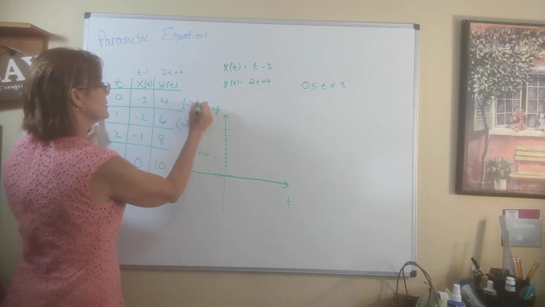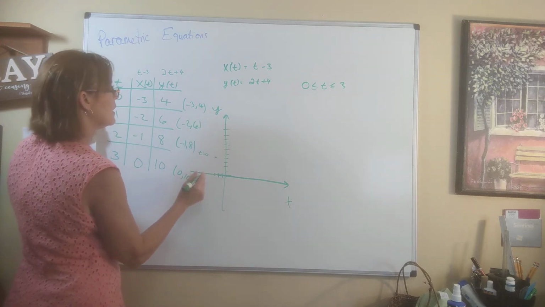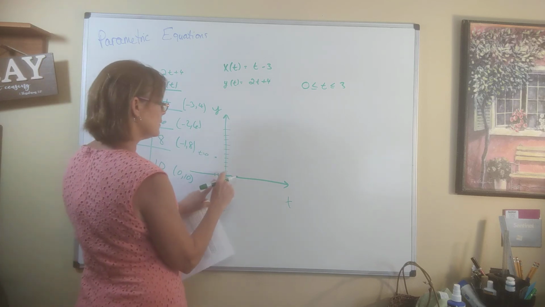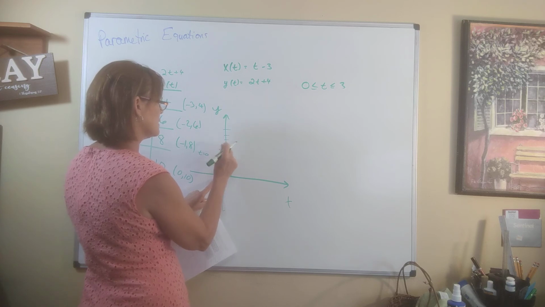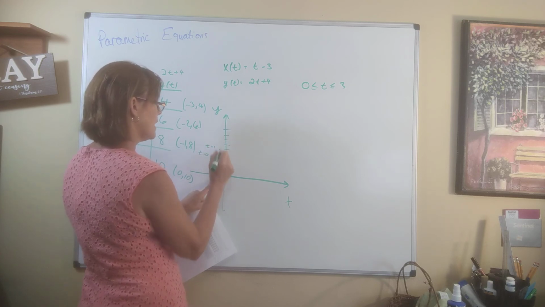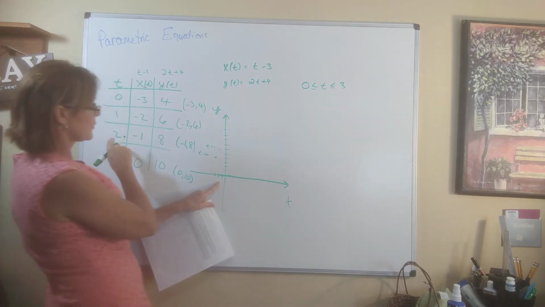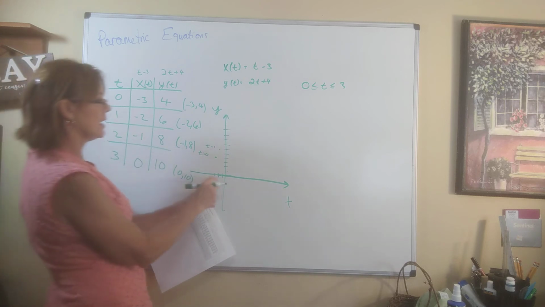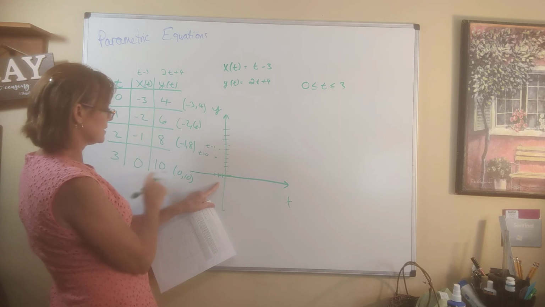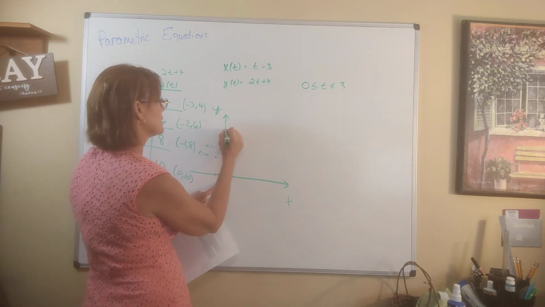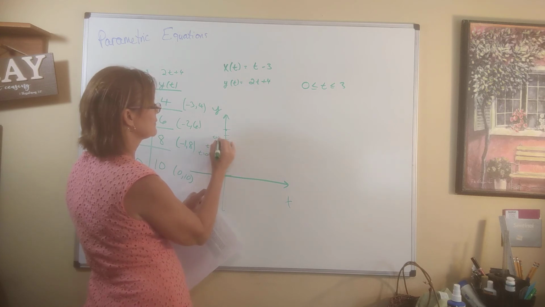These are the coordinates. So at -2, we're at 6. Here, this is t as 1. And then when t is 2, we're at -1, 8, right here. And then we're at 0, 10, right here. So we're at this position, and we can see the progression of it, right?